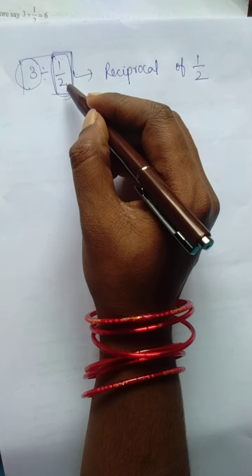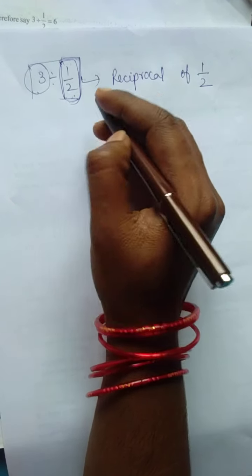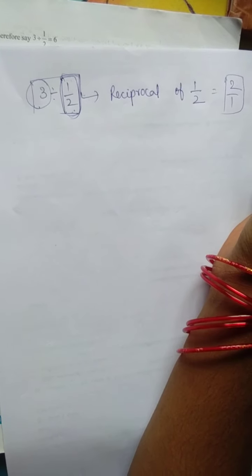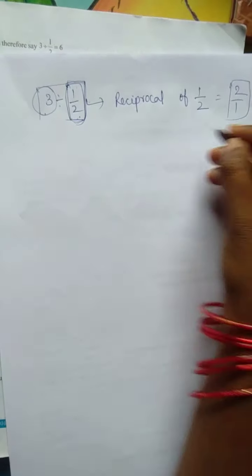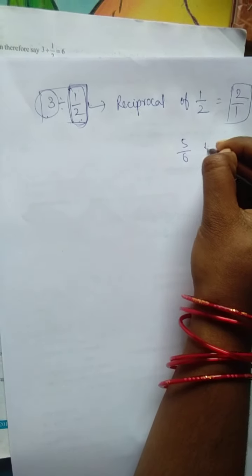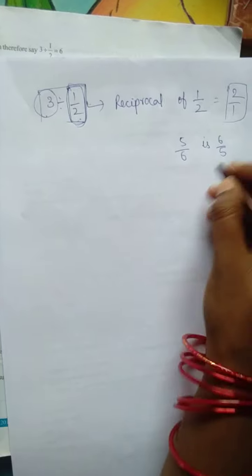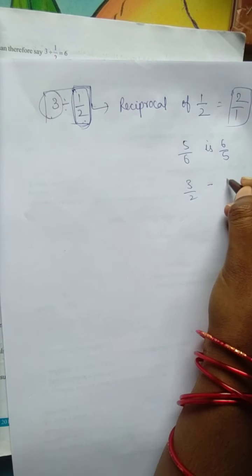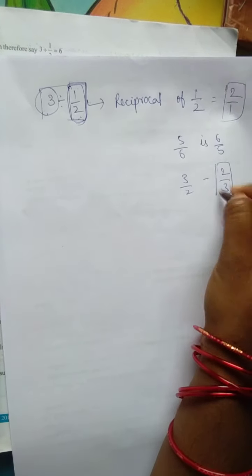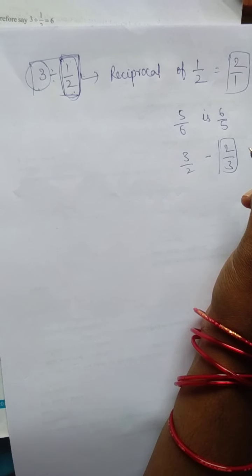Reciprocal in the sense it can be written in the form of reverse. The reciprocal of 1 by 2 is 2 by 1. Okay, this is your reciprocal. Suppose the reciprocal of 5 by 6 is 6 by 5. The reciprocal of 3 by 2 is 2 by 3. These are the reciprocals. Like this you have to write down the reciprocal.